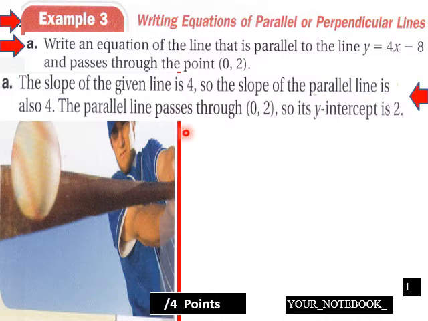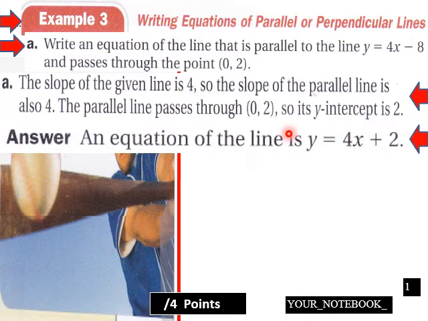The parallel line passes through (0, 2), which is a y-intercept. When x equals 0, y equals 2, so its y-intercept is 2. We know that much. So the equation of the line that is parallel to this line is y equals 4x plus 2.